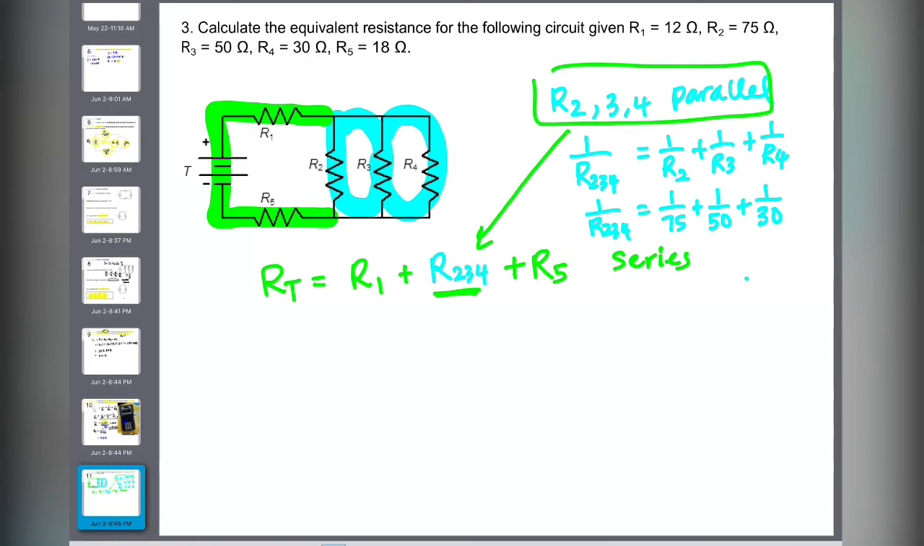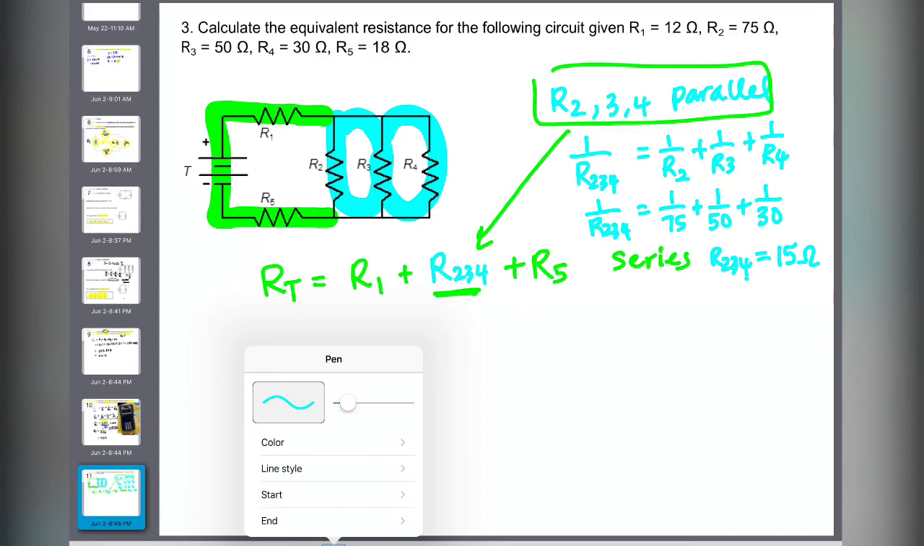Then I want to figure out R2, 3, 4, not the inverse of it. So what I do is I go 1 divided by ANS, whatever answer is stored in my calculator, and it should work out to be 15 ohms, right? You can also use the inverse button. When you've got the 0.0666666, you can then press the inverse button and press equal. That will also give you 15.